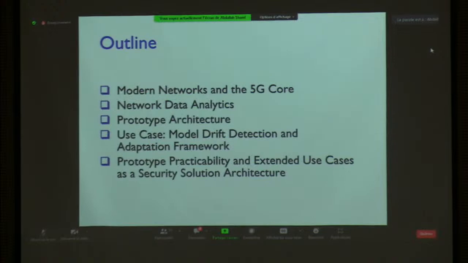So this is the outline. Basically, I'm going to go over a brief introduction about 5G and the various architecture components, just to show what our contributions are in that specific prototype. I'm going to go over the prototype architecture, then I'm going to show a use case, which is model drift detection and adaptation, which is very important to defend against some security attacks. And then at the end, I'm going to present some potential security solution architecture using our own prototype.